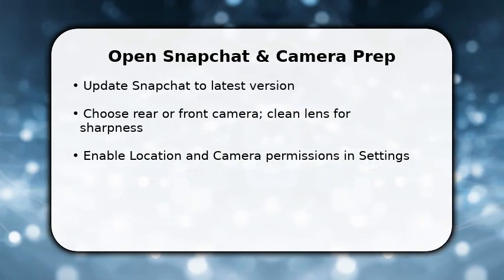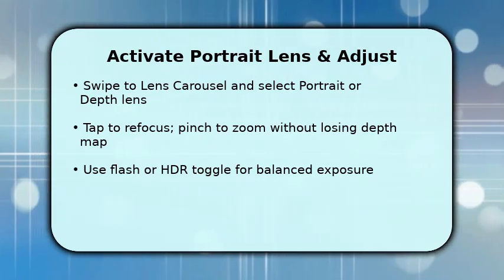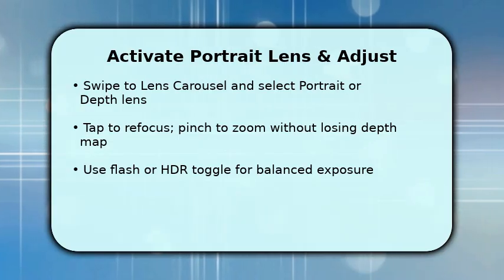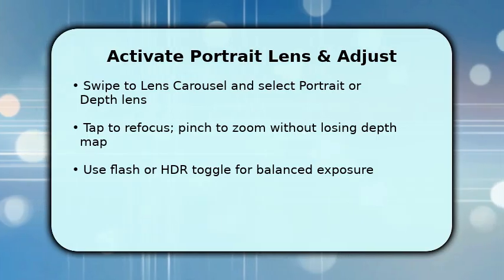You now select the portrait or depth lens from the lens carousel, swipe and preview live until you see background separation. Once selected, tap the screen to refocus and adjust the subject plane. This improves edge detection and why the blur looks natural.